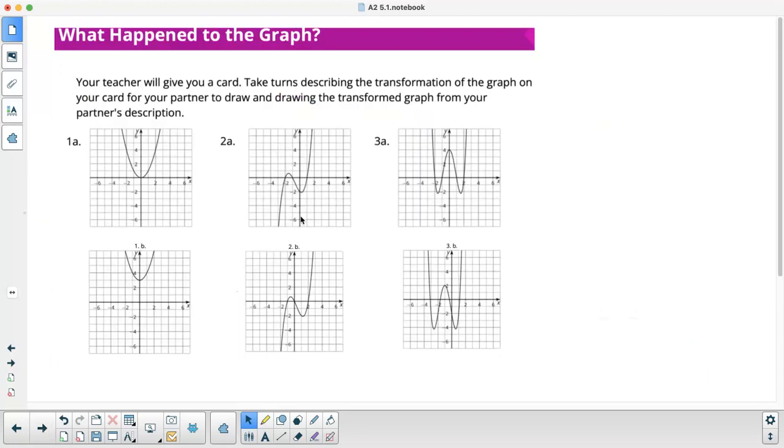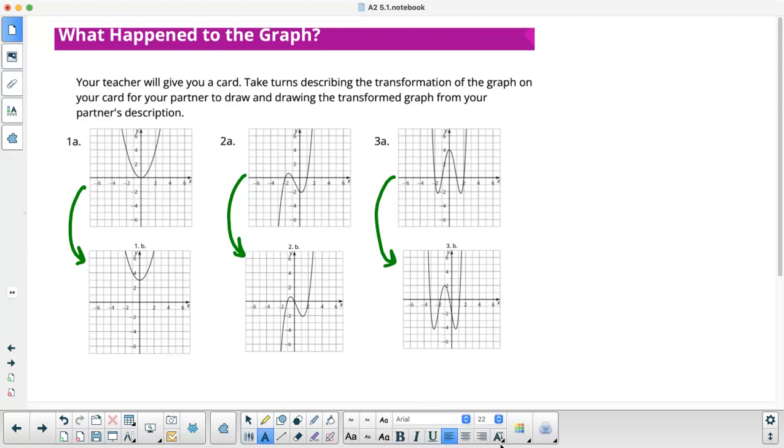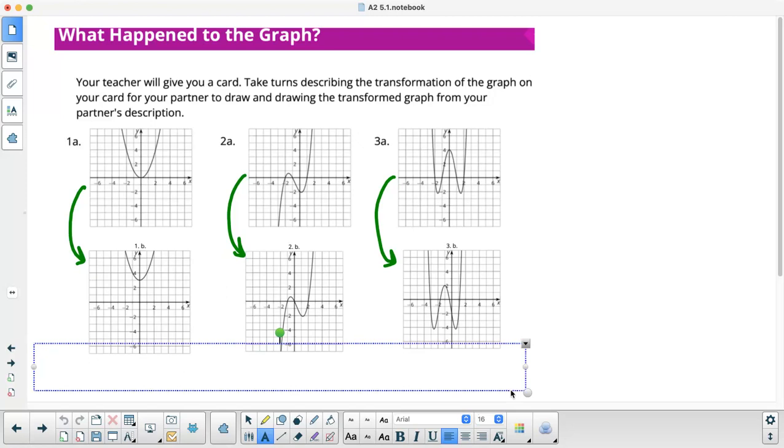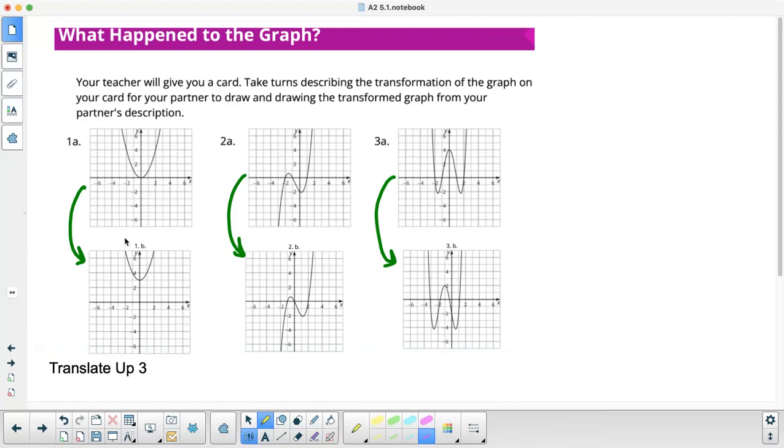All right. So basically, what I've done here is I've given both cards. All we have to do is take turns describing the transformation of the graph to the other graph. So we're going to start with the first one, 1A, and we're going to go to 1B. Okay, so we're going to go from this graph to this graph, and we have to describe the transformation. So the first one, it looks like I just translated up 3. If I move it up 1, 2, 3, so that vertex goes up 3. So does everything. It looks like I'm going to get the same graph.